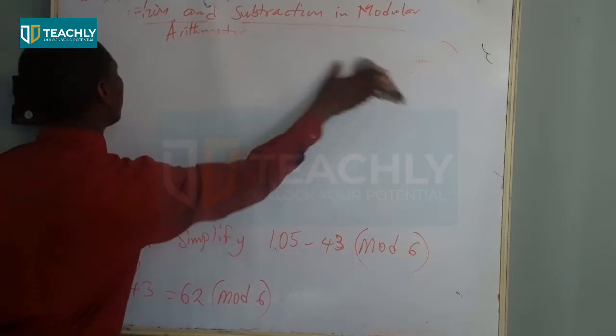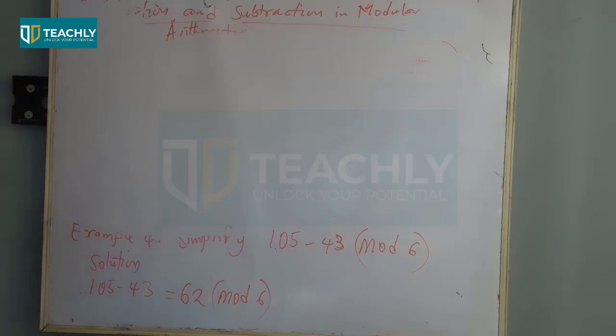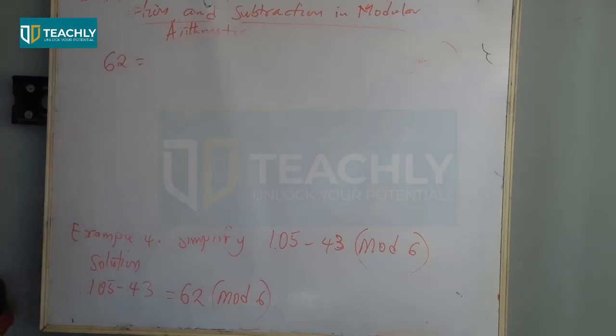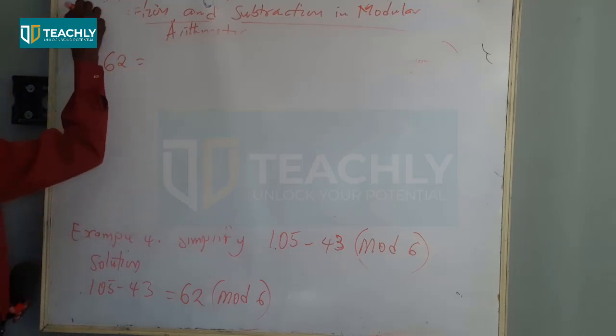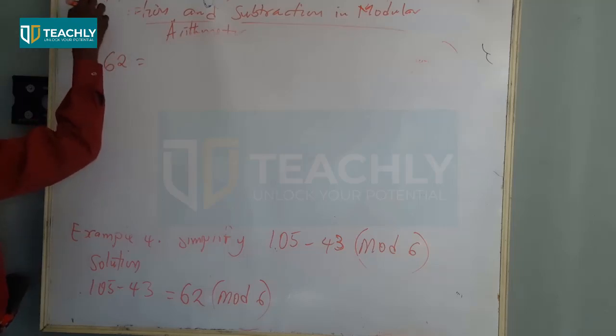What's the next step here? Next step here is let's now simplify 62 modulo 6. So our 62 can be expressed by using 6 to divide 62. That is 62 divided by 6. 6 in 6, you have 1. 6 in 2 cannot go, that's 10, remainder 2.